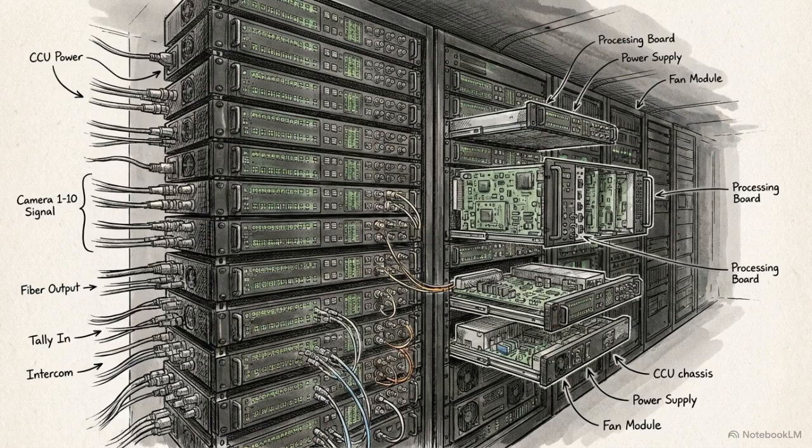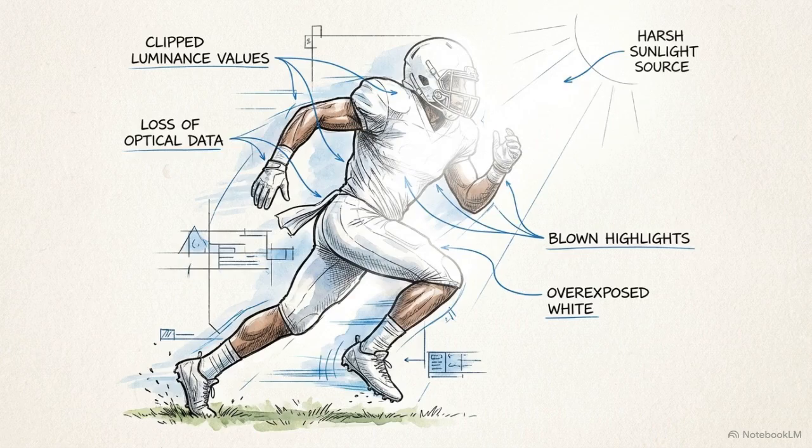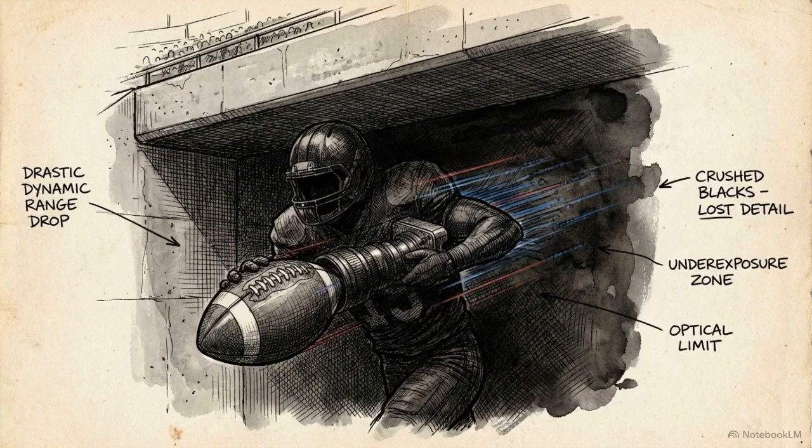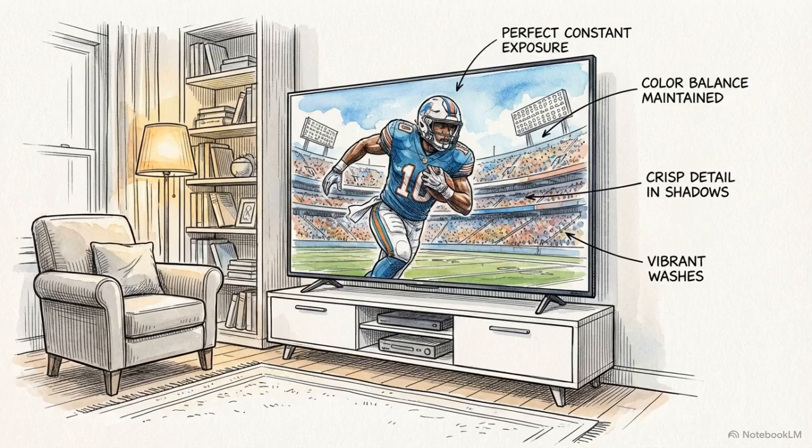Inside the truck, these cables terminate at a wall of camera control units. Here, broadcast engineers known as video shaders sit before arrays of waveform monitors to manage the incoming signals. The shader's challenge is continuous. If a wide receiver sprints from the sunlit center of the field into the deep shadows of the stadium overhang, the shader must manually adjust the camera's iris in real time. They ensure the exposure and color balance remain perfectly constant for the viewer at home.